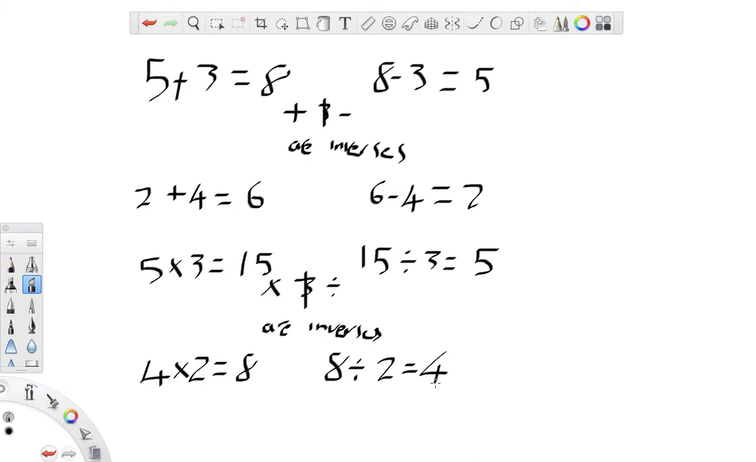So we can think of inverses as undoing. If we do something, how do we get back to where we started? Well, if we added, then we've got to subtract to get back to where we started. And if we've multiplied, we've got to divide to get back to where we started. So in the next part of the video, we're going to have a look at a specific example of an inverse, and that's called the multiplicative inverse.